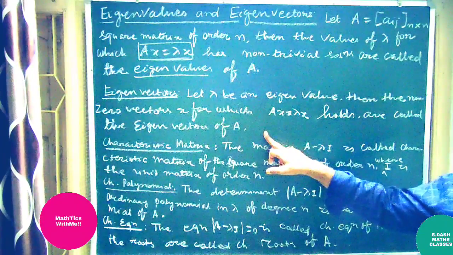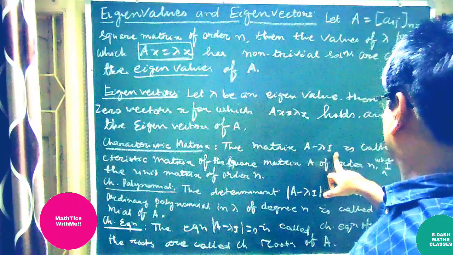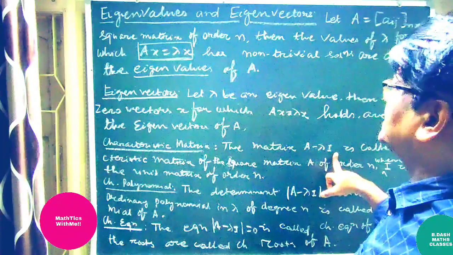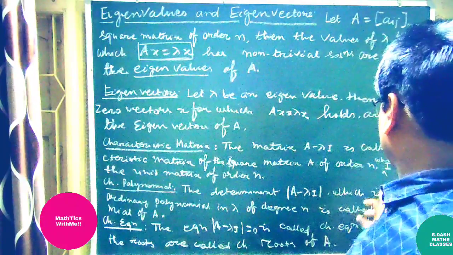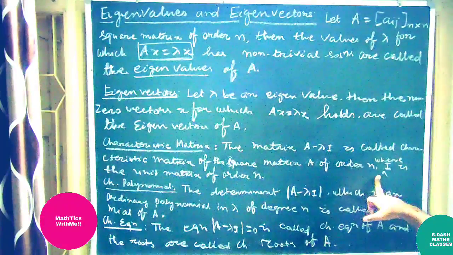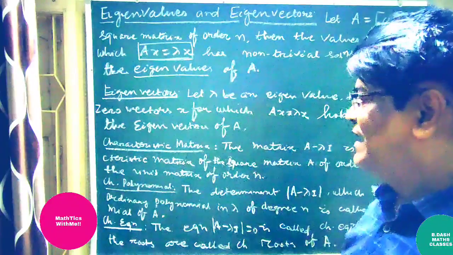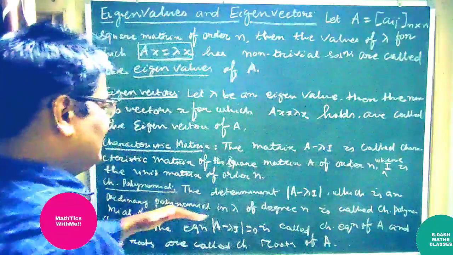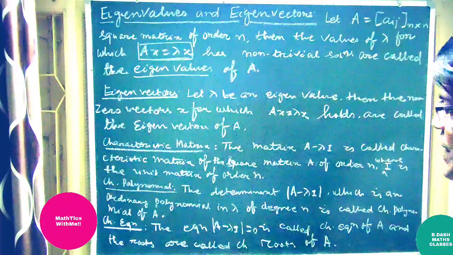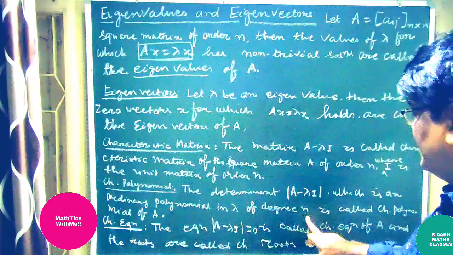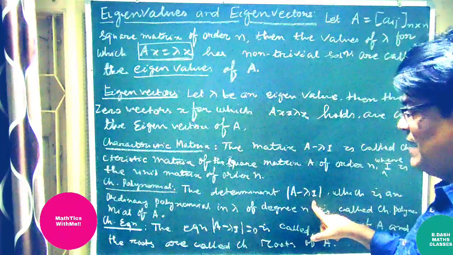Then the non-zero vectors x for which Ax equals lambda x holds are called the eigenvectors of A. Next, characteristic matrix. The matrix A minus lambda I is called the characteristic matrix of the square matrix A of order n, where I is the unit matrix of order n. Next, characteristic polynomial. The determinant of A minus lambda I, which is an ordinary polynomial in lambda of degree n, is called the characteristic polynomial.